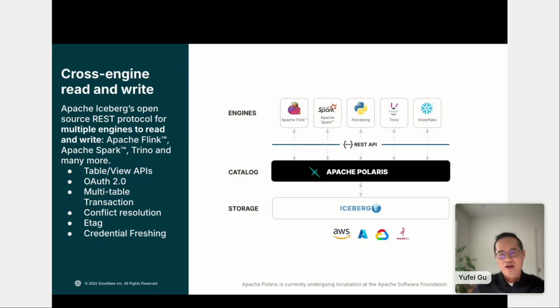At the same time, Polaris also supports all these storage systems, including cloud object stores like S3, Azure's object store, GCS, as well as S3-compatible ones, like on-prem MinIO and Apache Ozone.